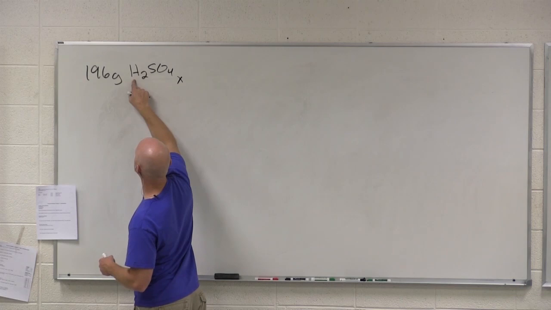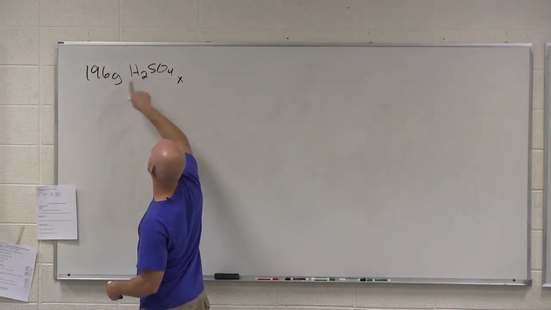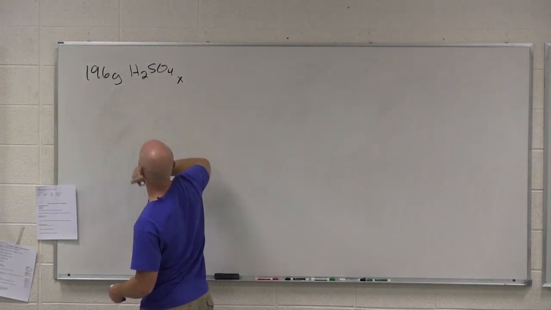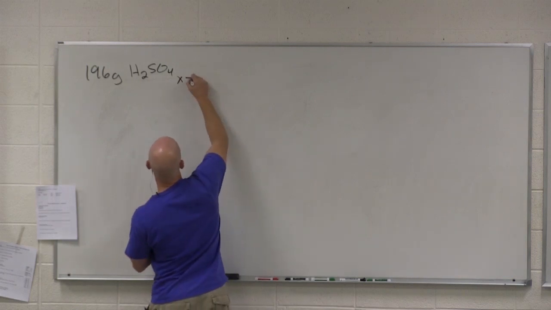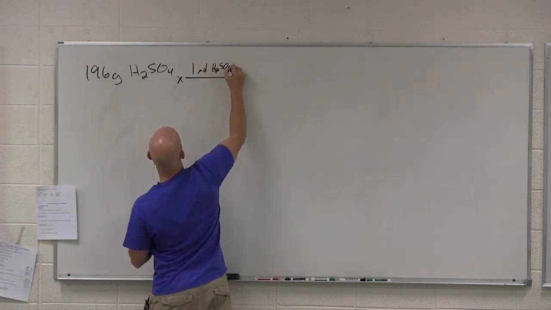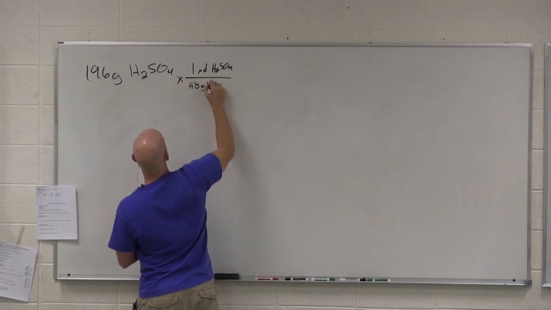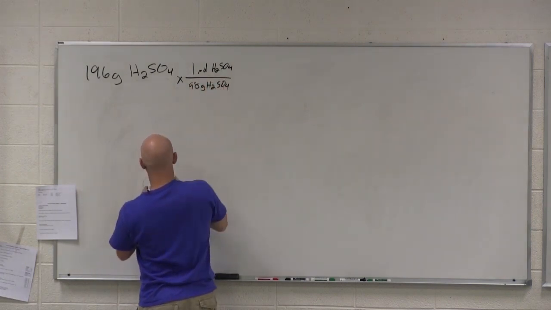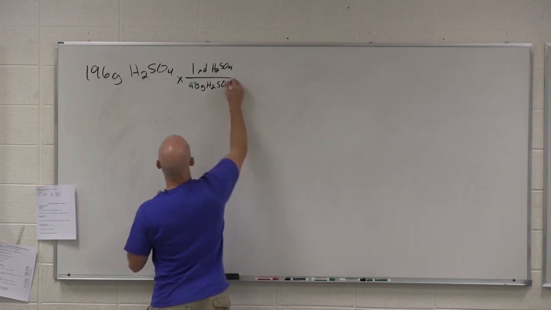2 hydrogens, that's 2 times 1. Sulfur is 32, so plus 32. And then 4 oxygens is 4 times 16, so 64. And indeed, it does weigh 98 grams. So 1 mole of H2SO4 on top, 98 grams of H2SO4 on bottom. That way our grams cancel.